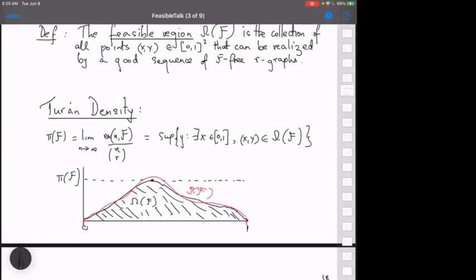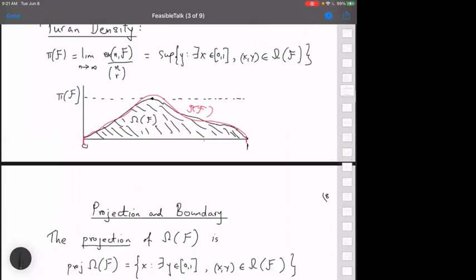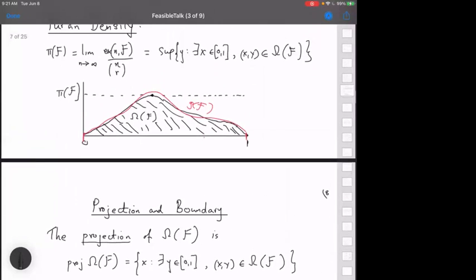But at this point, we know for sure that everything is below pi of F, right? That's because there isn't any sequence of hypergraphs where the edge density is more than pi of F, because pi of F is the biggest that can be. And in particular, if we knew the feasible region, which is a very difficult thing, we would know the Turan density. So we can't possibly expect to know the feasible region of every hypergraph.